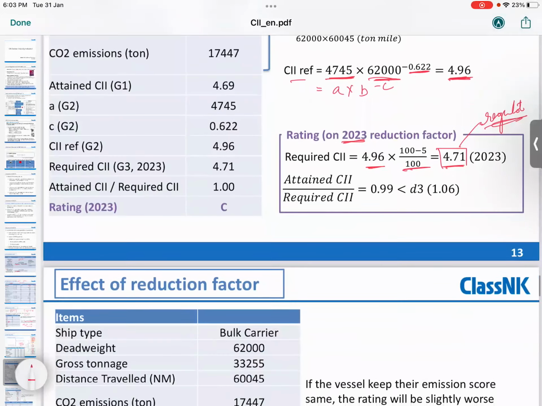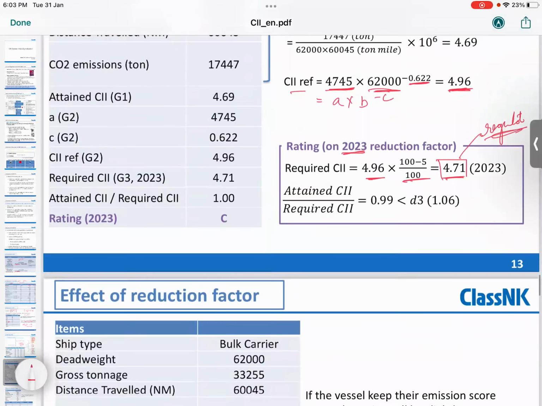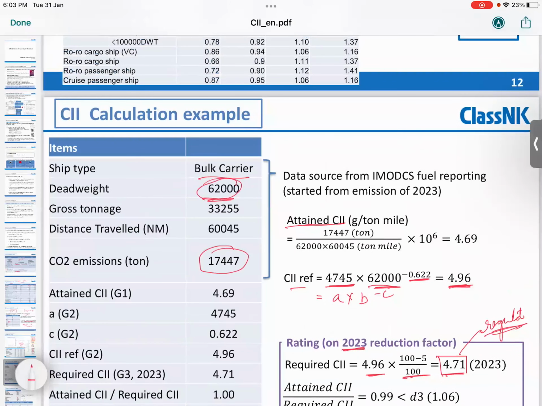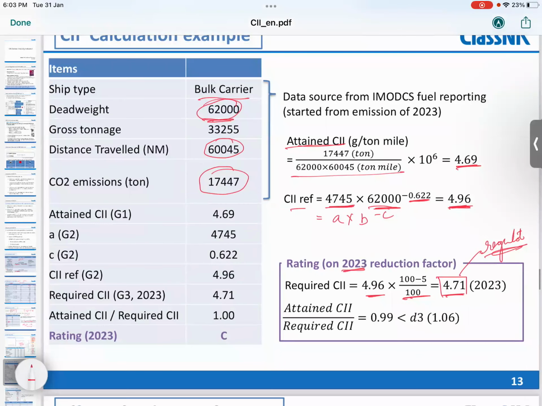Just shown the CO2, right? So it is CO2 divided by dead weight into the distance traveled. What he attained is 4.69 and required is 4.7. Just a little bit is left; he was almost at the line. 4.69, 4.7, exactly on the line.